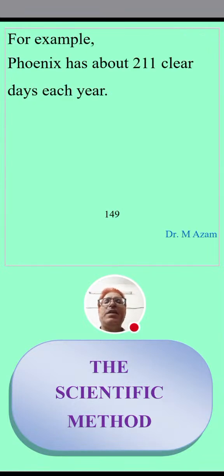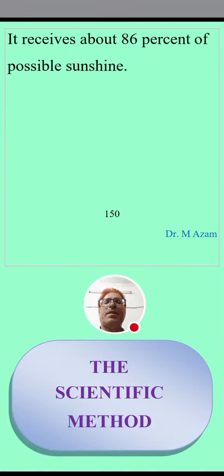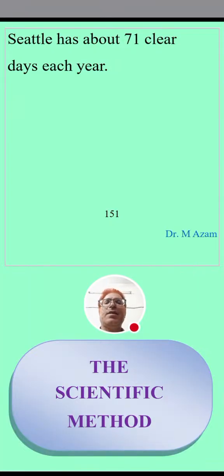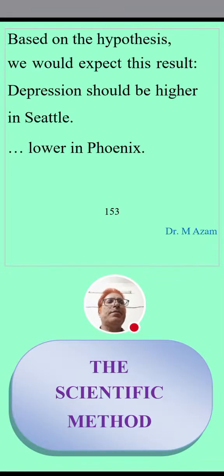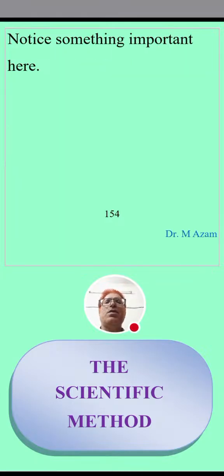For example, Phoenix has about 211 clear days each year. It receives about 86% of possible sunshine. Seattle has about 71 clear days each year. It receives about 43% of possible sunshine. Based on the hypothesis, we would expect this result: depression should be higher in Seattle and lower in Phoenix. Notice something important here.